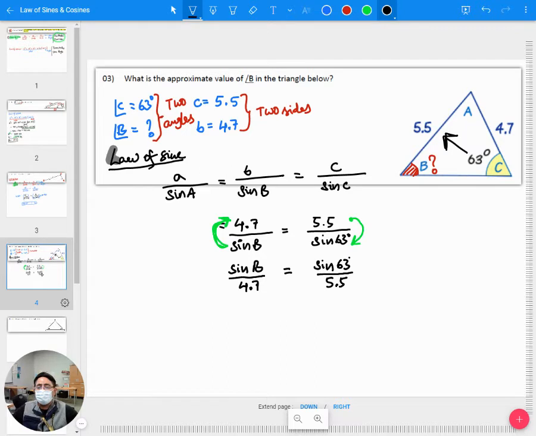Now let's take the values. Before that, I want to isolate sine B. So the inverse operation is times 4.7 on both the sides. So let me take my calculator. Numerator is sine 63, and the denominator is 5.5 multiplied by 4.7, that is giving me 0.7614.